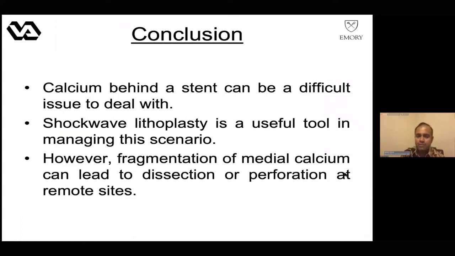However, fragmentation of the medial calcium can lead to dissection or perforation even at sites that are remote from where you're treating. And it's important to be aware of where this entrance is, like what Prof. Akiko talks about, so that you can treat the entrance and then deal with what needs to happen at the other remote site. And I think those are important things for advanced operators.